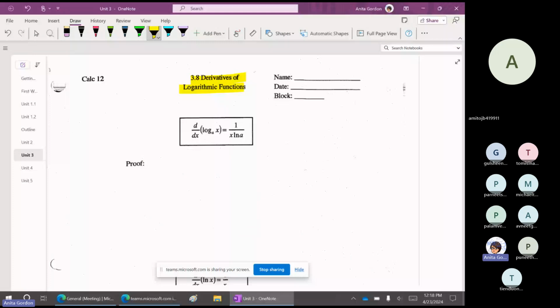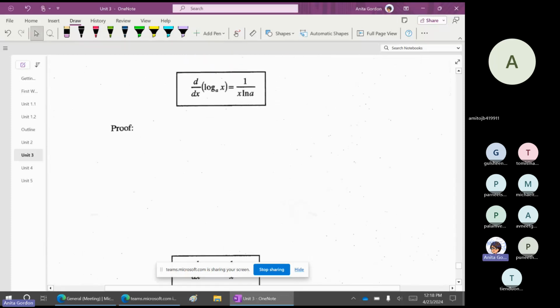Okay, recording has started. We are on lesson 8, derivatives of logarithmic functions. In order to successfully do this, you need to remember both the log rules, again, refer to the formula sheet, as well as the derivative rules, which we're going to introduce today.